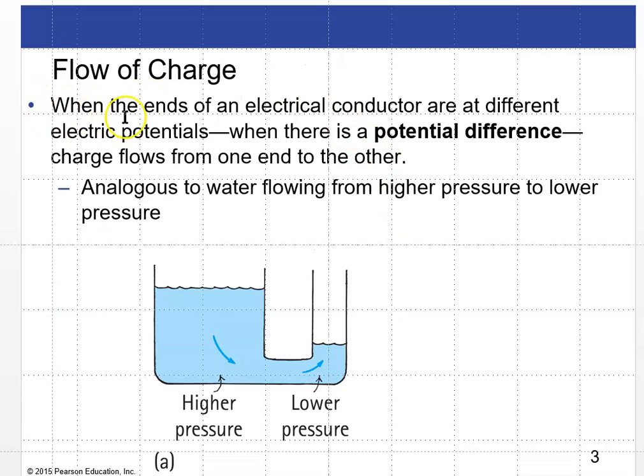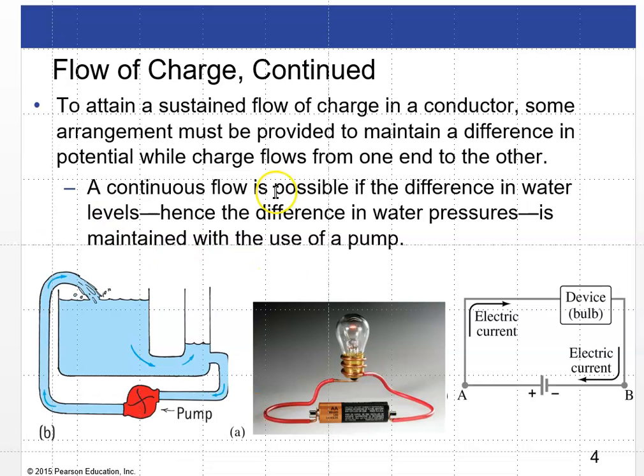Now, when you have the ends of an electrical conductor at different electrical potentials, there's a potential difference between them, and charge will flow from one end to another. It's very much like water flowing from higher pressure to lower pressure in a piping system. To attain a sustained flow of charge in a conductor, you have to make an arrangement to maintain this difference in potential to keep the charge flowing. Otherwise, it'll stop.